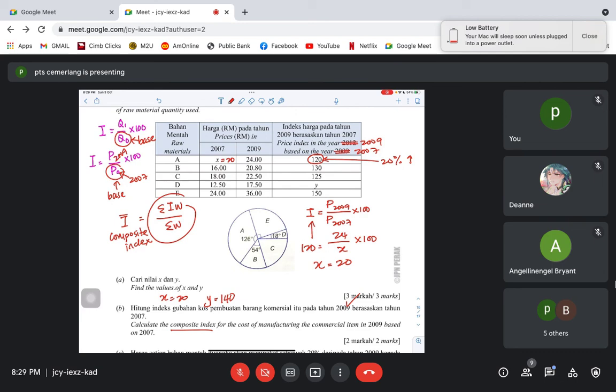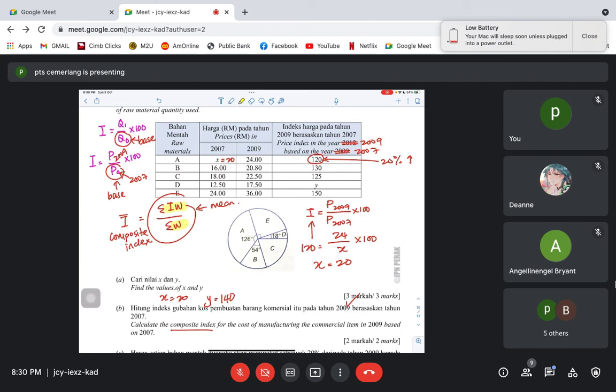Again, composite index is like mean. Dia macam cari mean. Okay, the formula is the summation of your index and then multiply with the weightage. So ini yang dekat sini I do some highlight. Index multiply by weightage and then divide by total weightage. Apa maksud weightage kat sini?